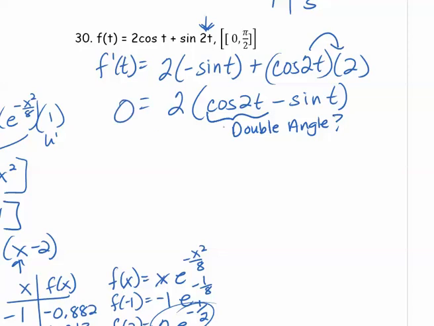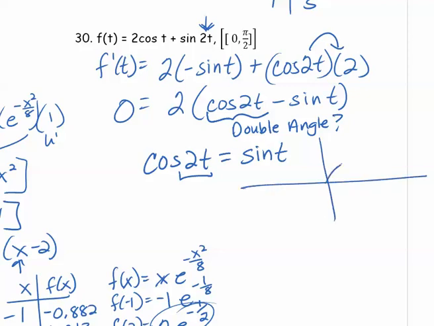Let's try setting this to 0 first and see if we can just hammer this out. This is going to be equal to 0 when cosine of 2t is equal to sine of t. Let's think about that. Where is the cosine of twice the angle equal to the sine of the angle? I don't suspect you like this plan any better, but it's all excellent review.